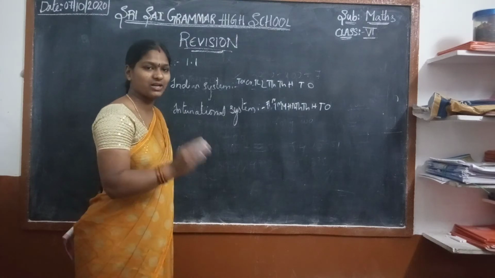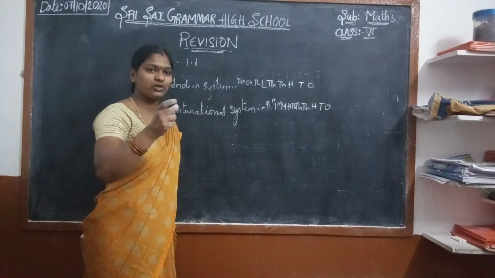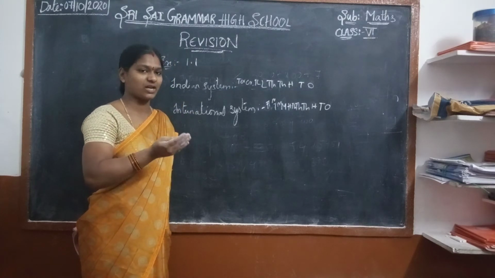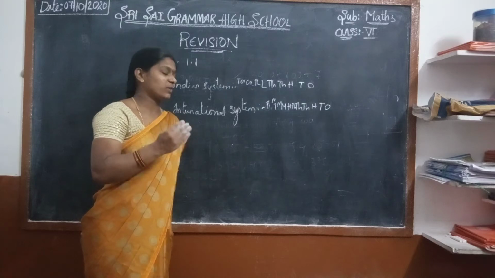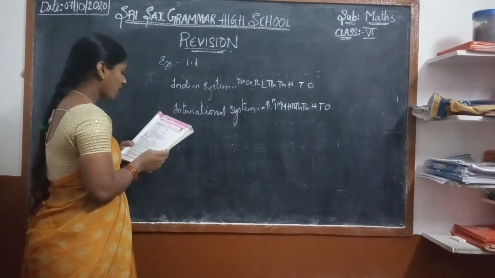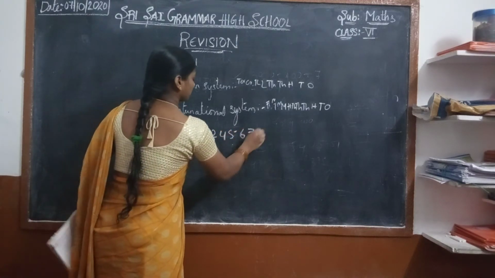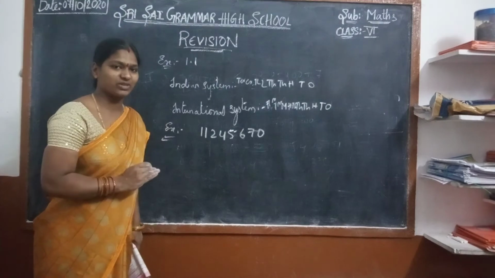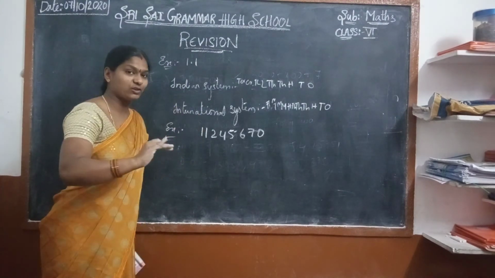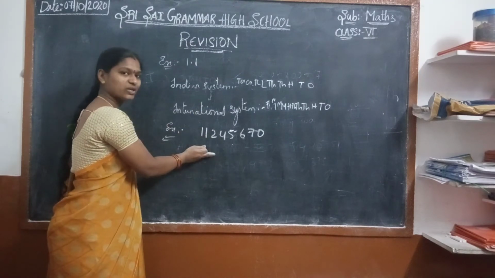Now is everyone clear about the Indian system and the international system, the process? Now I am going to pick one number, and show how to divide it with commas and, at the same time, how to write the place values for the given number. First example, I am taking 11245670. Only one number I am saying to write in the Indian system and also the international system.